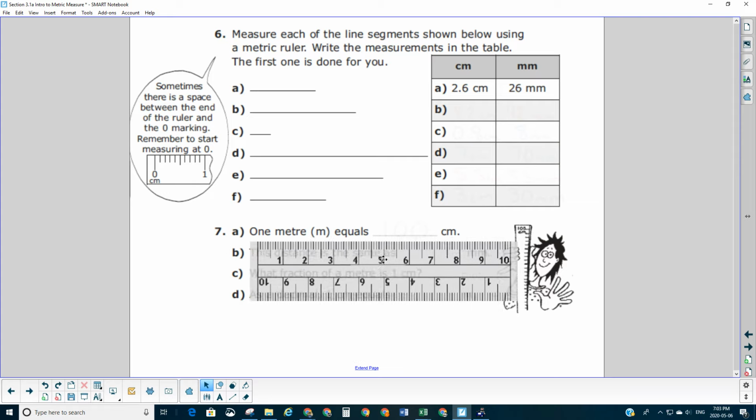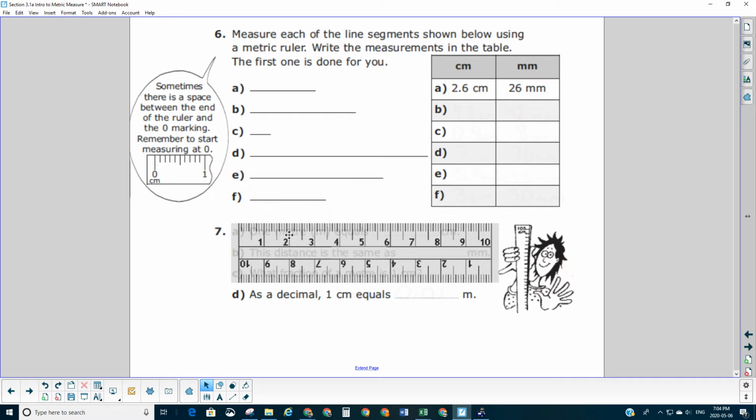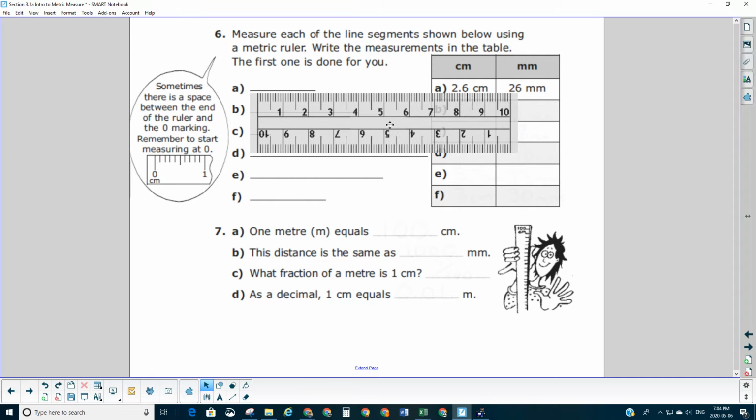And this one is scaled purposely so it matches our graph. So you can see here I've got centimeters on the top and it's broken up into the 10 notches. So I'm going to use it to measure the length of this ruler. So there's a little warning there. It says sometimes there's a space between the end of our ruler and the 0 mark.